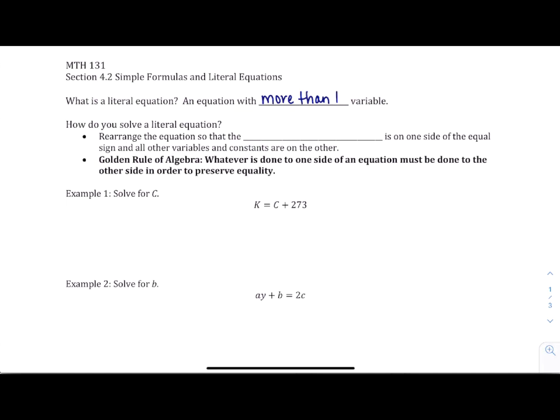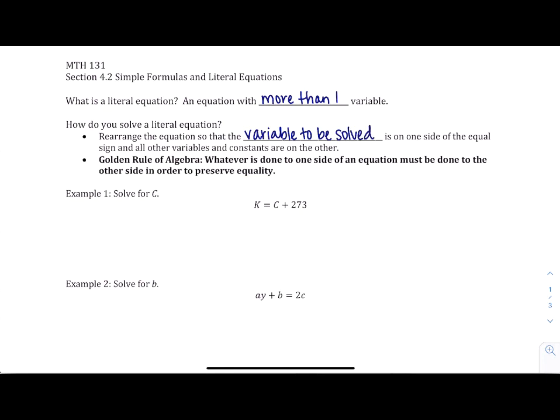And so we would solve these literal equations so that we could find the variable that we're looking for all by itself on one side of the equation, and then everything else, including other variables and constants, would show up on the other. So we'll rearrange the equation so that the variable to be solved is on one side of the equal sign, and then everything else is on the other.